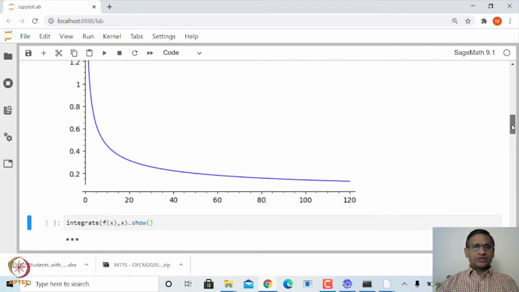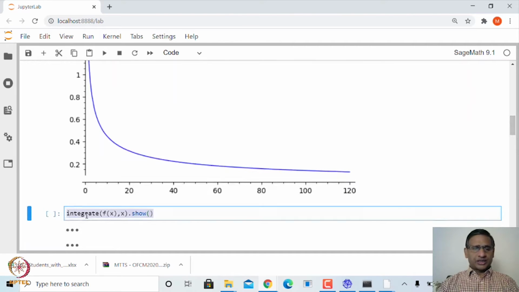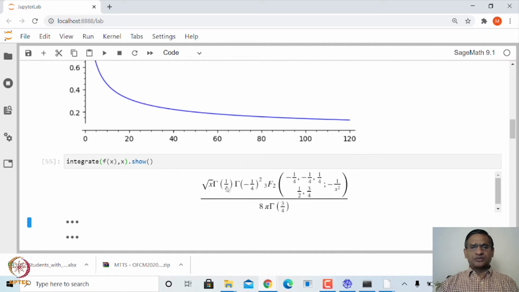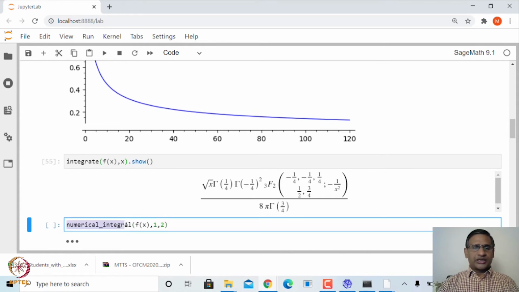Now suppose you want to find the integral of this function, and let us ask it to show the integral value. Sage is able to find the integral, but this integral is given in terms of the gamma function and 2F1 function, etc. So this seems very complicated. I am not sure whether you will be able to make sense out of this, but let us see. Suppose I want to find this integral between 1 and 2. Sage has an inbuilt function called numerical_integral. This finds the integral numerically, and gives you the value of the integral along with the error.